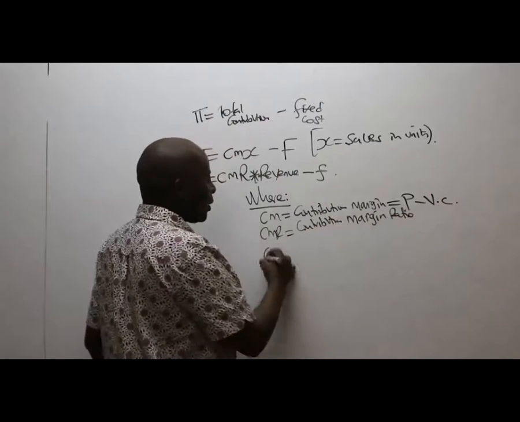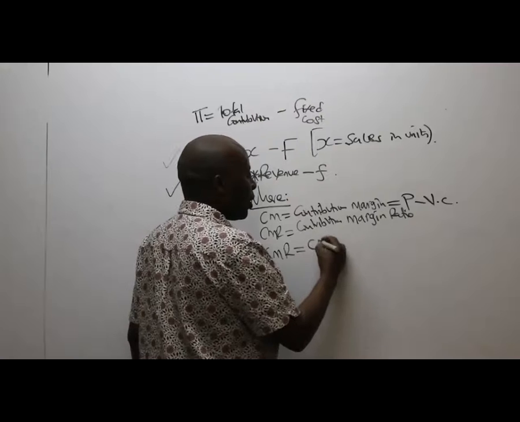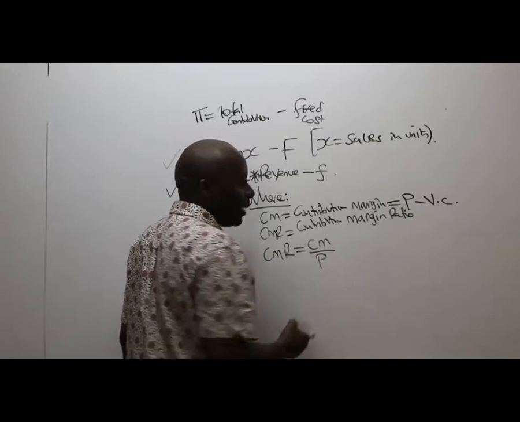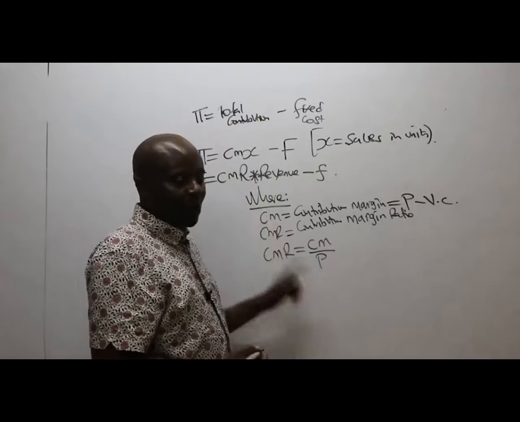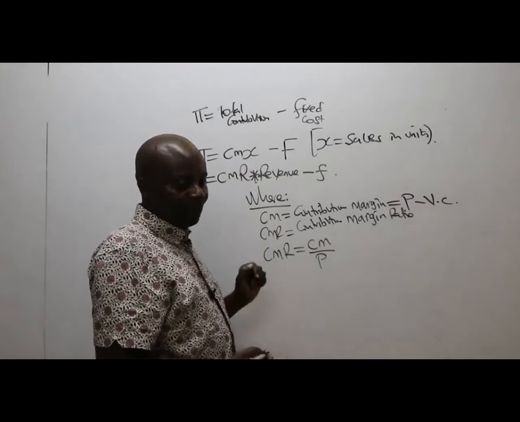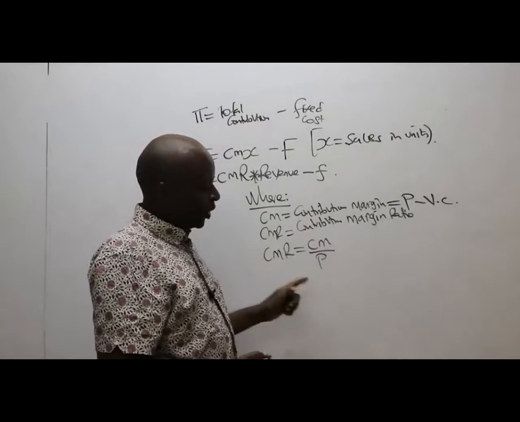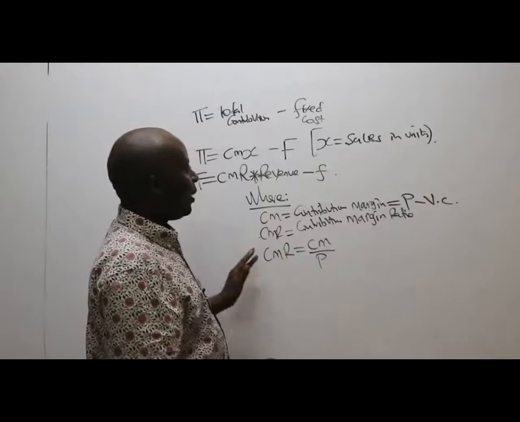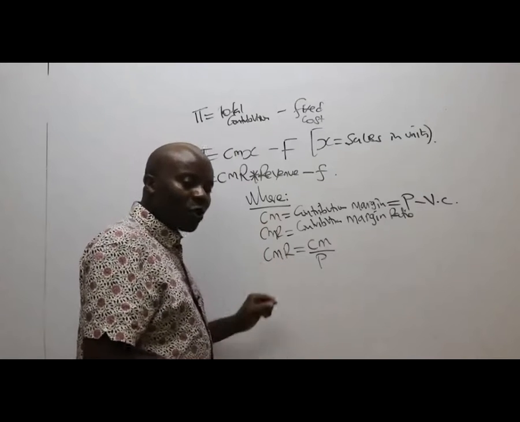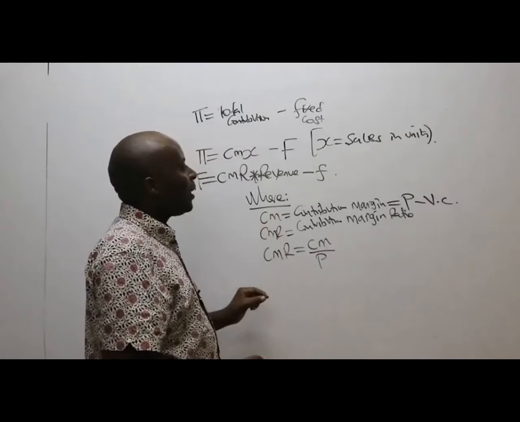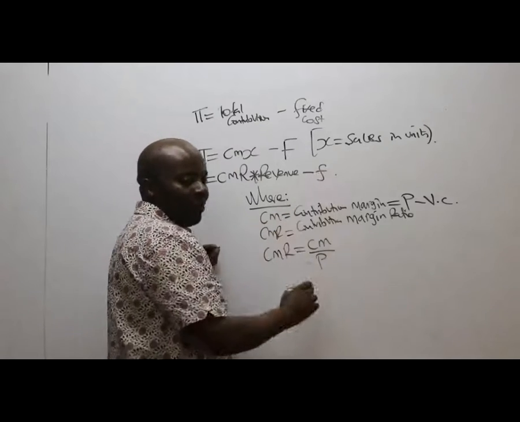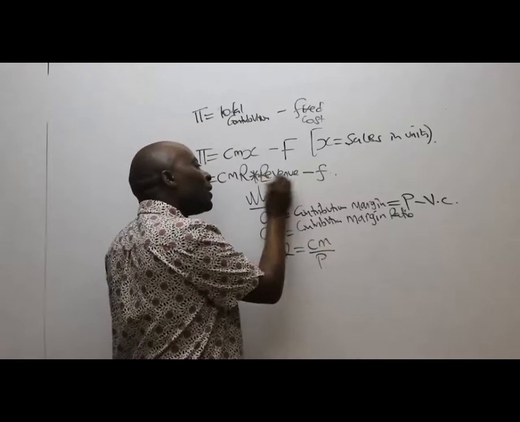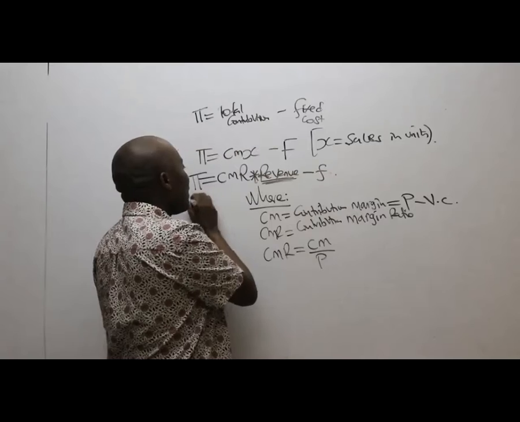For us to get the contribution margin ratio, we normally take CM divided by price. CM divided by price gives CMR. Very easy, very important. So in this particular question, what will be applied? The equation applicable here is the second equation, because it is where they have given us revenue and profit.